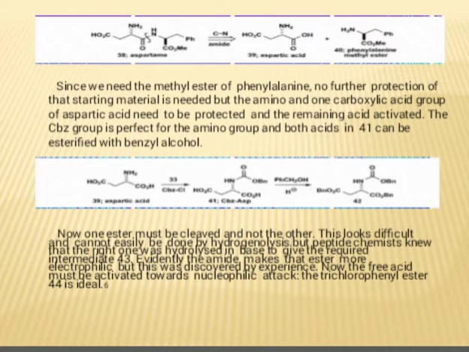Since we need the methyl ester of phenylalanine, no further protection of that starting material is needed, but the amino and 1-carboxylic acid group of aspartic acid need to be protected and the remaining acid activated. The CBZ group is perfect for the amino group and both acids in 41 can be esterified with benzyl alcohol. One ester must be cleaved and not the other. This looks difficult and cannot easily be done by hydrogenolysis, but peptide chemists knew that the right one was hydrolyzed in base to give the required intermediate 43. Evidently the amide makes that ester more electrophilic, but this was discovered by experience.